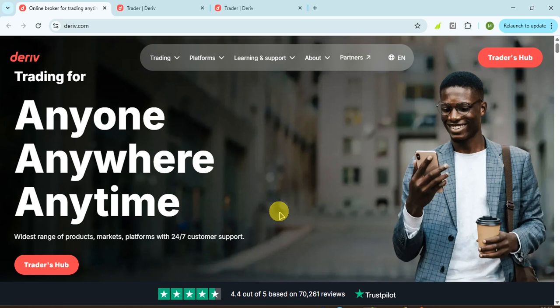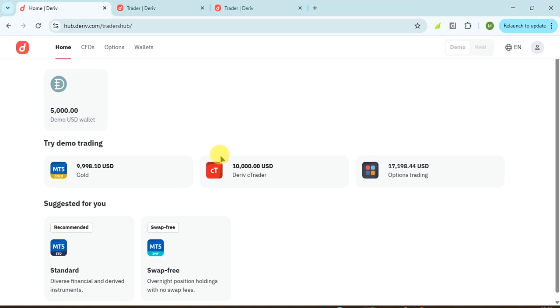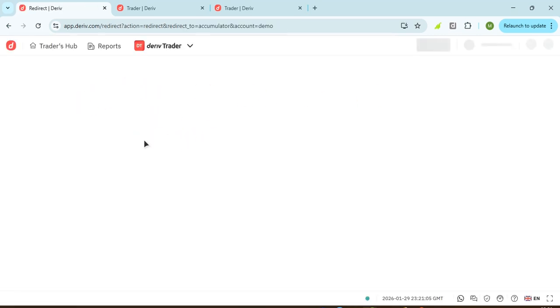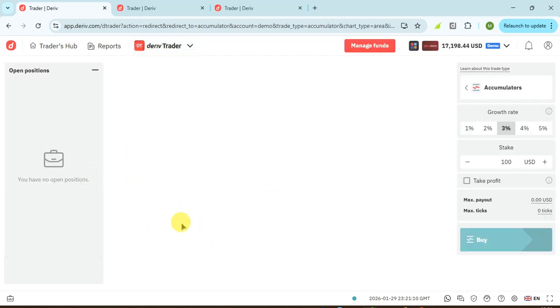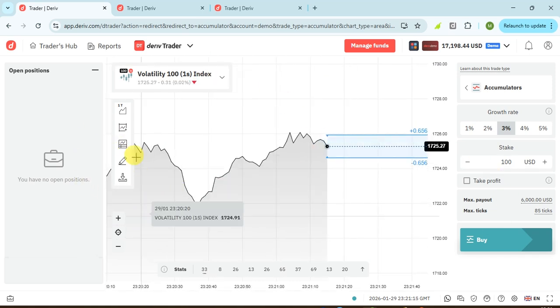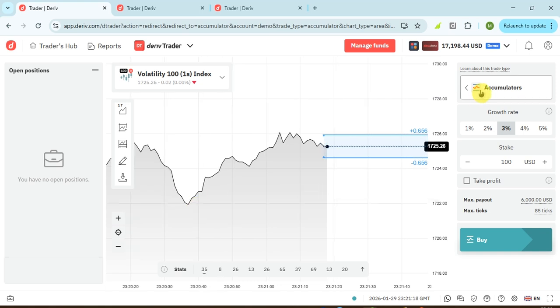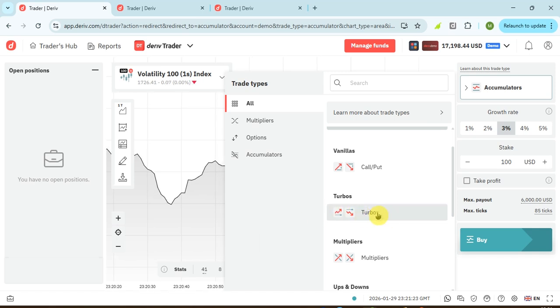If you have an account, just log into your account. For those who have new accounts, your dashboard is a bit different to those who had older accounts. So this is how your dashboard should look. Just select option trading and then proceed to Deriv Trader. Those who have older accounts, just locate Deriv Trader on your dashboard and select it. So this is how your screen will look. Just proceed to here where you will see the options and look for turbos.